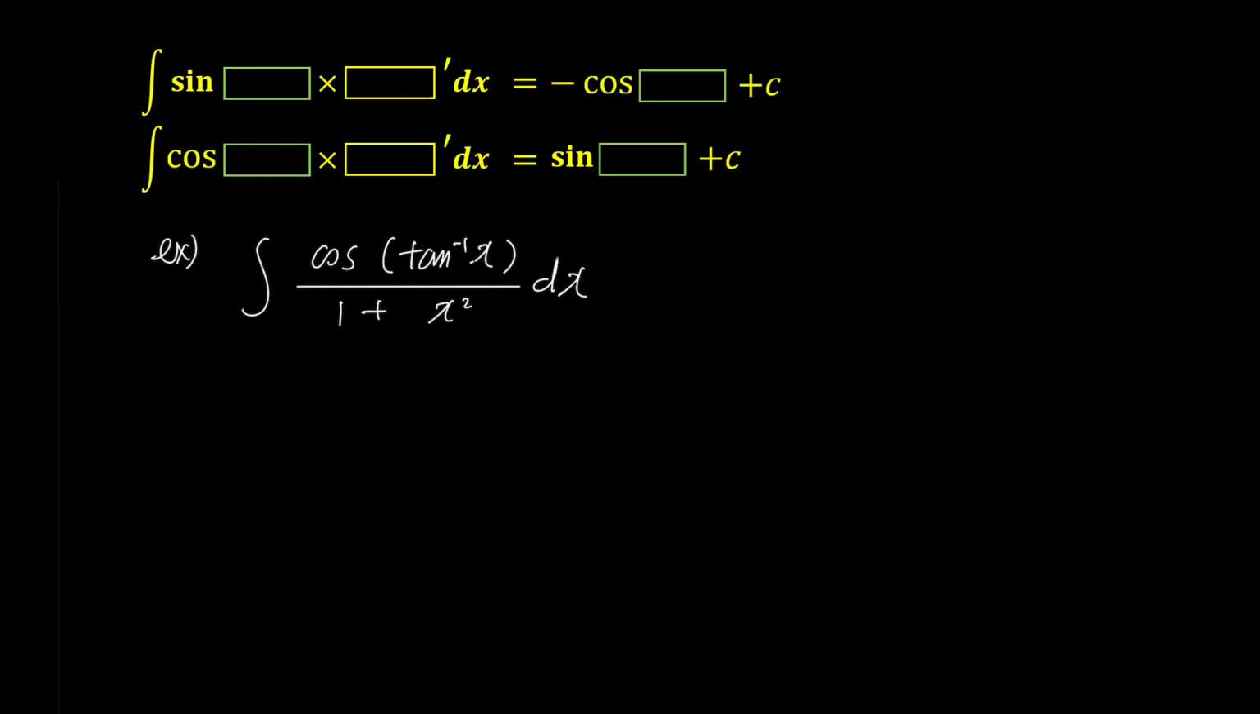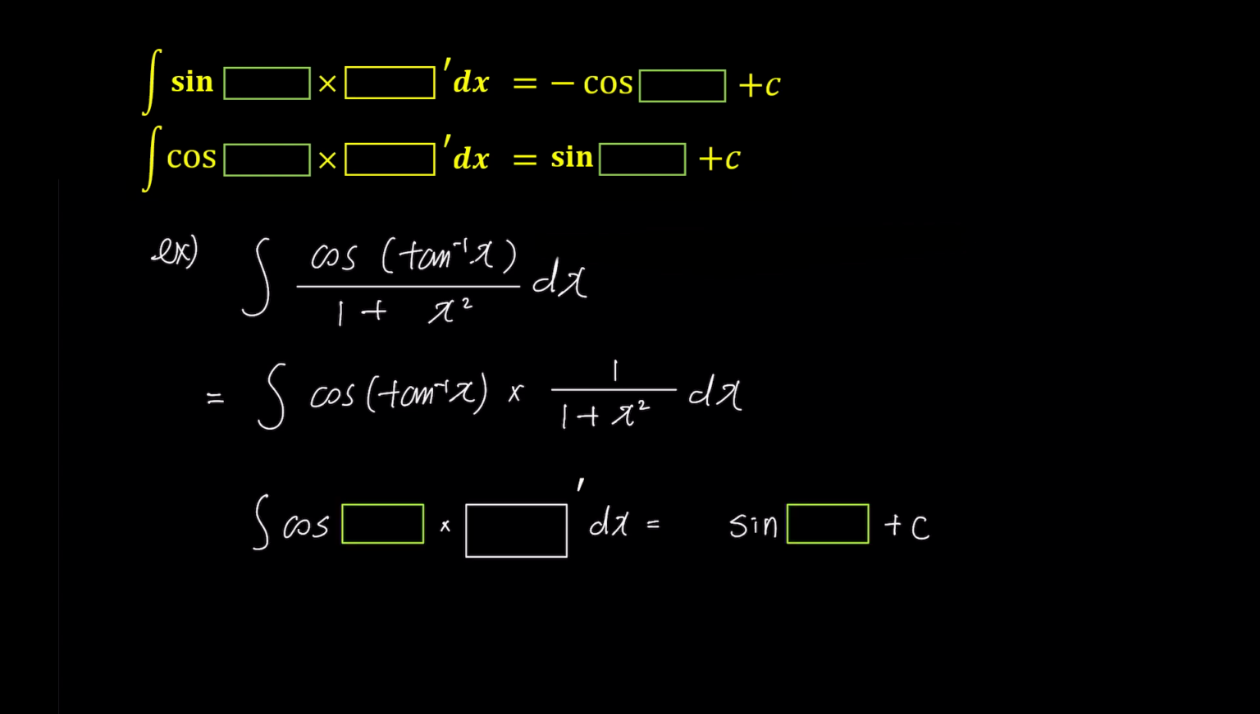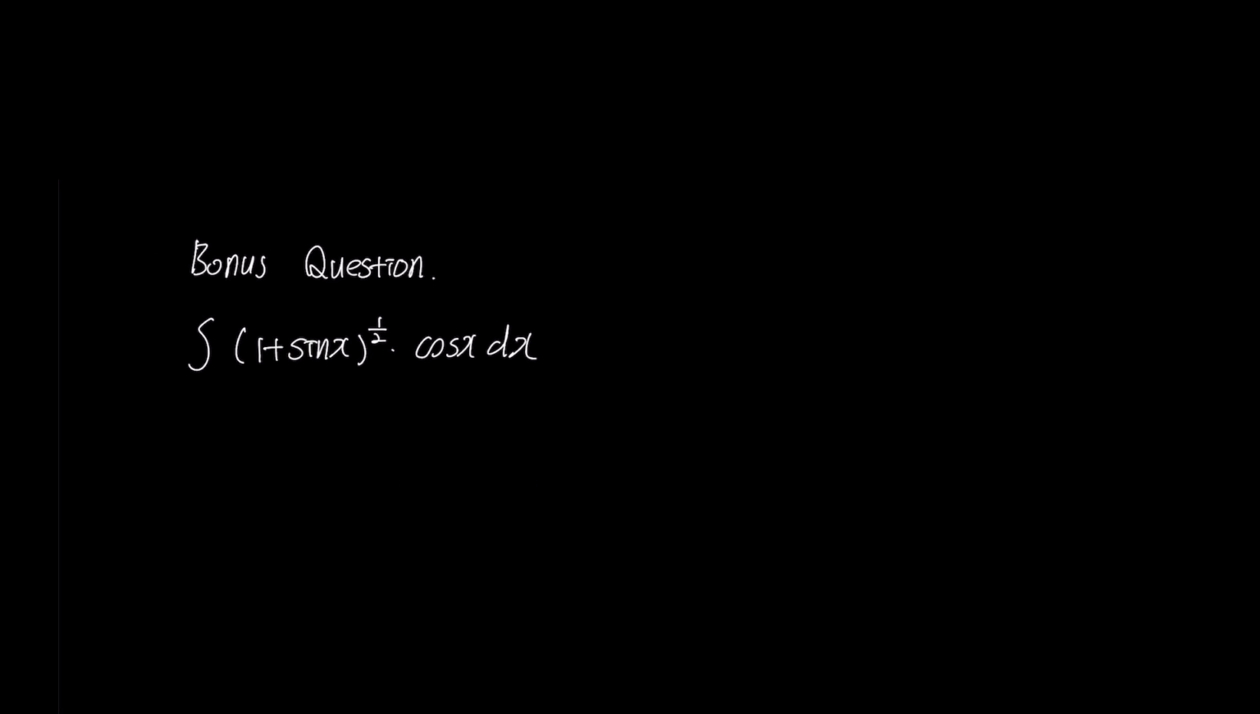Now let's solve this killer problem in just 2 lines. Although the problem seems very complicated, let's separate it into cosine arctangent x and 1 over 1 plus x squared, just as we did earlier with the fractions. Okay, now do you see something? What's the derivative of arctangent x? Yes, it is 1 over 1 plus x squared. That means we need to put arctangent x in the green box and 1 over 1 plus x squared in the box prime, and then simply put arctangent x in the right green box to get the answer in just 2 lines.